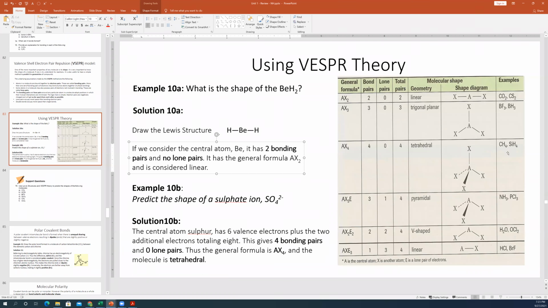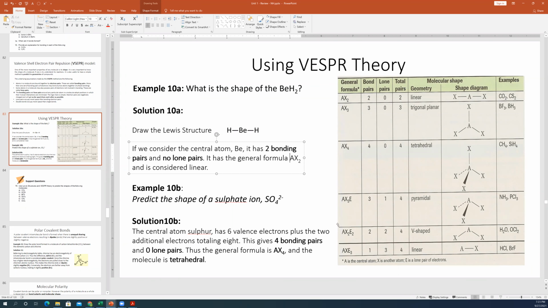And also, if you think of a molecule of methane, CH4, a carbon bound to 4 hydrogens, it will have the general formula AX4: 4 bonding pairs, no lone pairs, and that adopts what's called a tetrahedral arrangement.